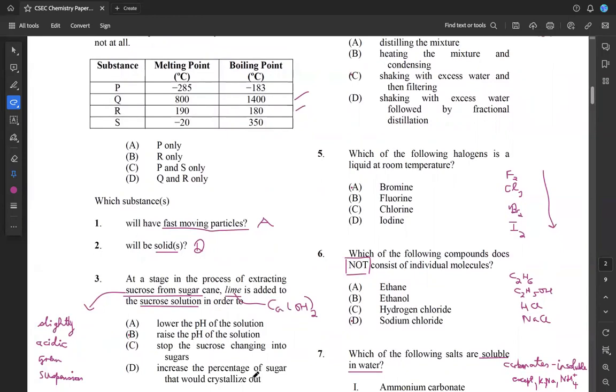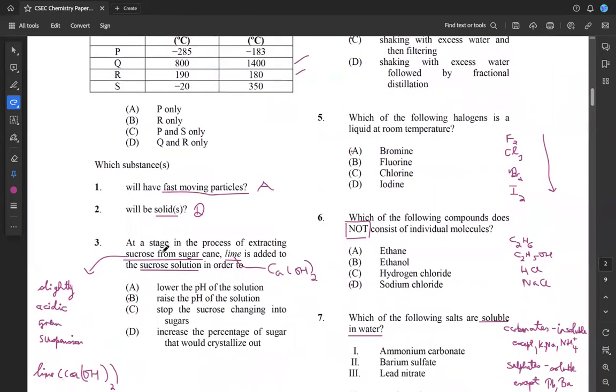If you jog your memory back to this section of the syllabus, what we're doing is adding calcium hydroxide, which is a base, because the sucrose that we get from sugarcane is slightly acidic in nature. It's a slightly acidic green suspension that we get from this step. If we have an acid, why would we add a base to it? We're adding a base so we can neutralize it. Effectively we're going to be raising the pH, because bases have a higher pH. So we raise the pH from the low acidic pH to a higher pH.